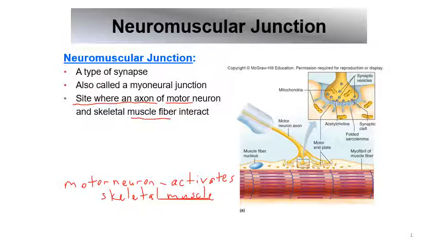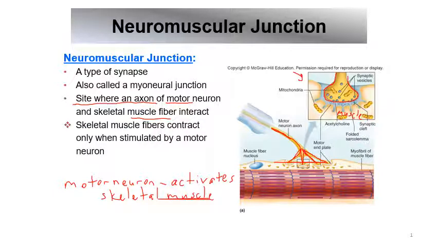But yeah, so again, this is just the site where the neuron and the muscle fiber interact or meet. And so on this picture, this yellow part is the end part of the nerve cell. It's called the axon. So the axon has these extensions or branches at the end. The very ends of these parts are called the axon terminals or the synaptic knobs. And in this picture, this is showing a close-up view of one of these axon terminals, or synaptic knobs. Here it's interacting with the muscle, and the muscle is the bottom part. Skeletal muscle fibers contract only when stimulated by a motor neuron.